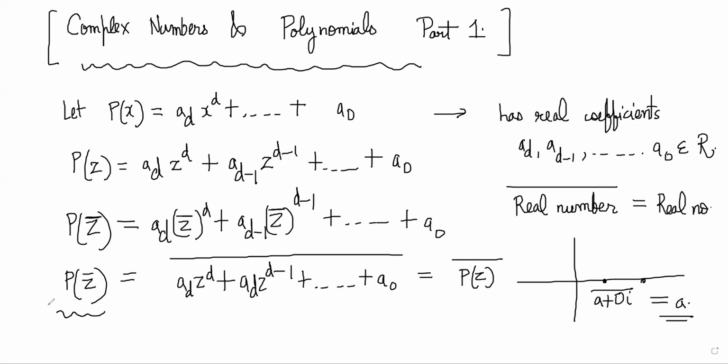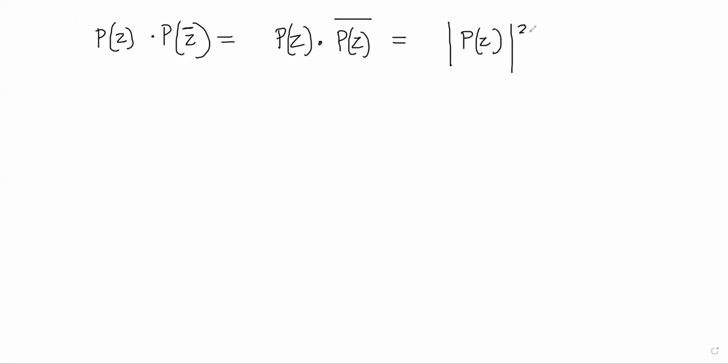Because of this fact, if you multiply p of z with p of z conjugate, you will get p of z multiplied by p of z whole conjugate, which will be the modulus of p of z whole square. Because p of z is a complex number, and p of z times its conjugate gives you the modulus of p of z whole square. This is a very important property which we will see when we try to solve a few problems. Keep this in mind. This is a property which connects conjugation to polynomials. So let's look at a sample example.